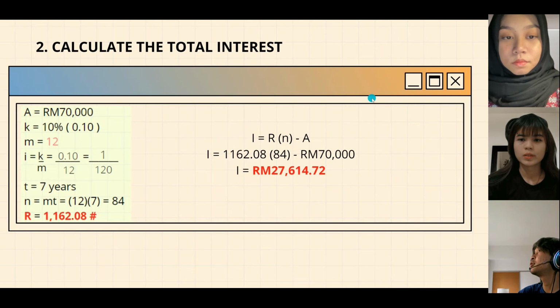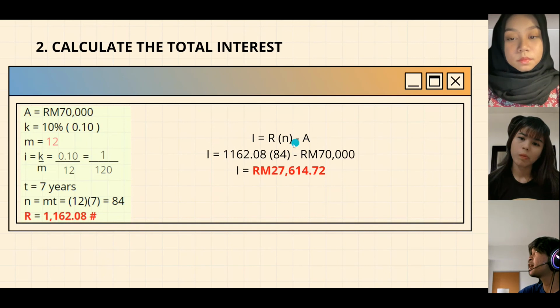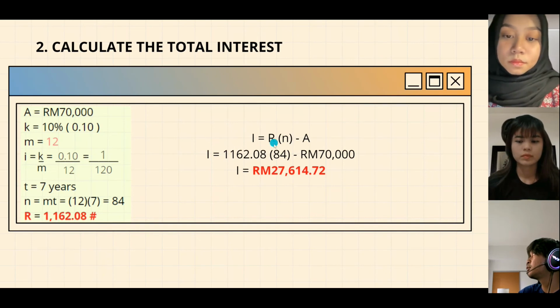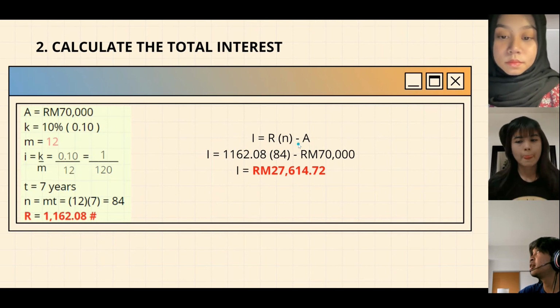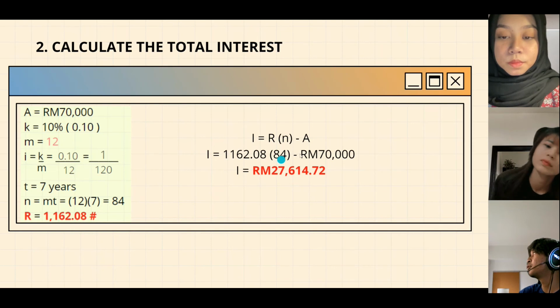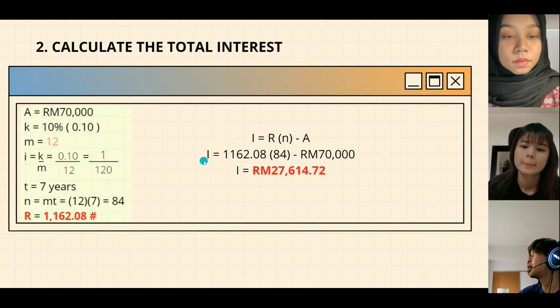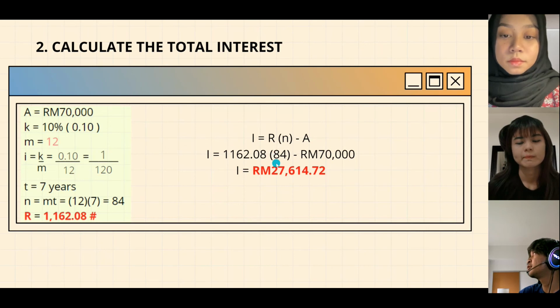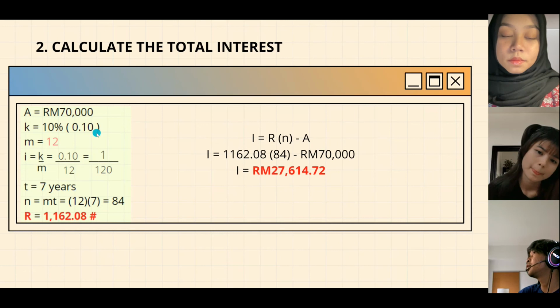So the second one is to calculate the total interest. After we calculate the monthly payment in question number 1, we get R is 1162.08. So here is the formula to find the interest. Interest equals R times n minus A, A which is the amount that she borrowed. If we fill in the formula, we get I equals 1162.08 multiplied by n, which is 84, minus the amount that she borrowed, RM 70,000.